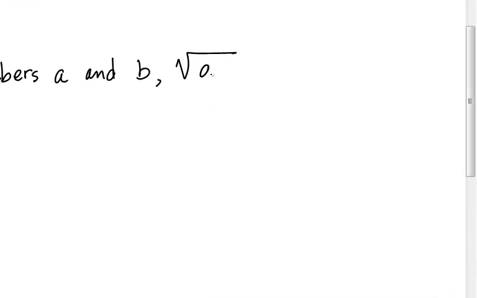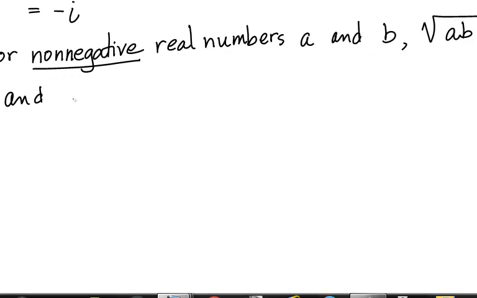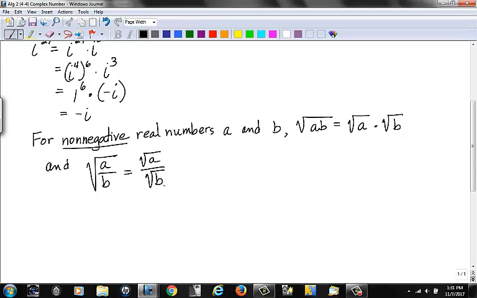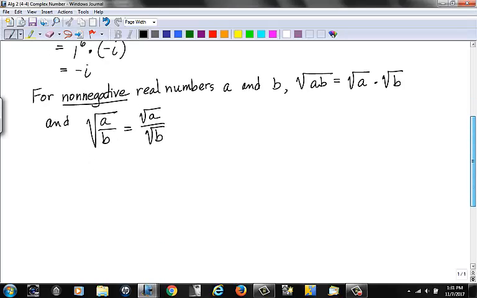the square root of ab, you can split it up into the square root of a times the square root of b. It goes both ways, as long as those are non-negative. And the square root of a divided by b, you can split that up into the square root of a over the square root of b. So if either one of them was negative, you can't just multiply them together like that.